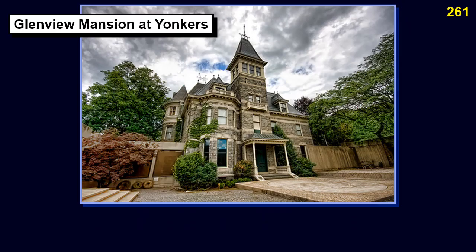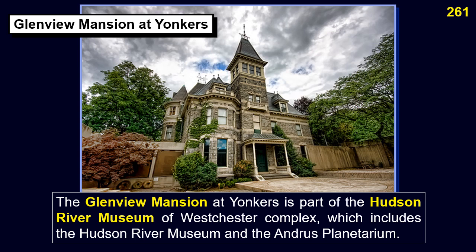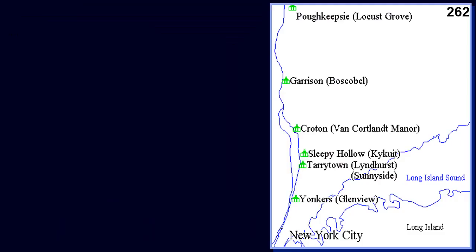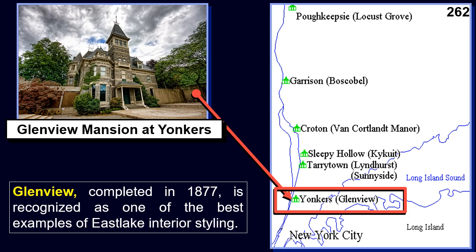The Glenview Mansion at Yonkers is part of the Hudson River Museum of Westchester complex, which includes the Hudson River Museum and the Andrus Planetarium. Glenview, completed in 1877, is recognized as one of the best examples of Eastlake interior styling.